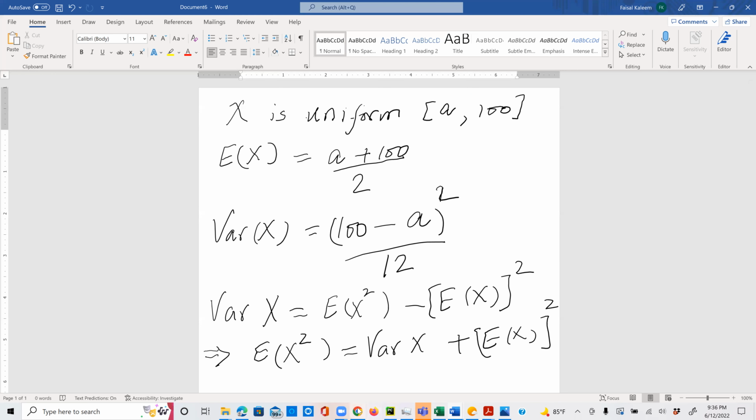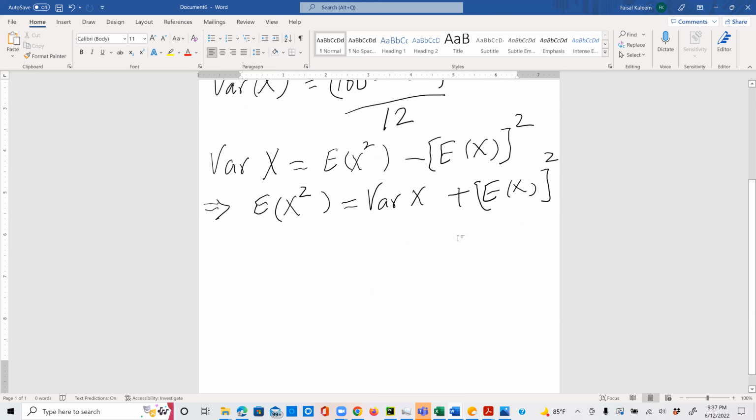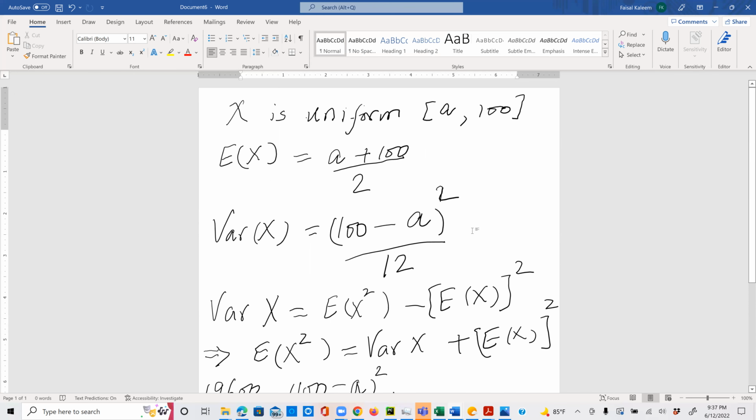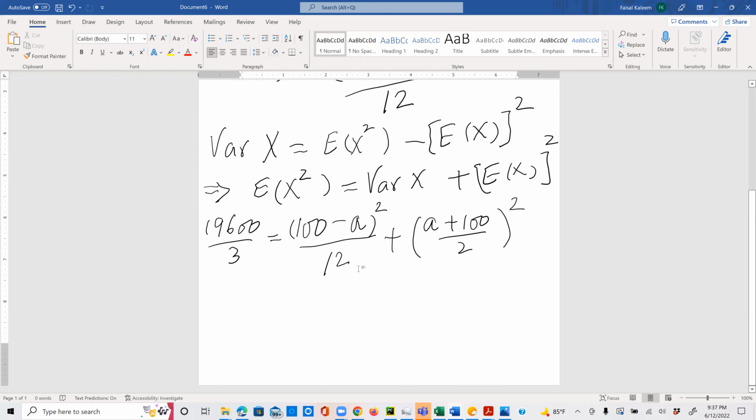And now E of X squared is given to be 19600 by 3. Variance of X is (100 minus A) squared divided by 12. And E of X was (A plus 100) divided by 2. Okay, and now it's just a matter of simplifying this and finding A.